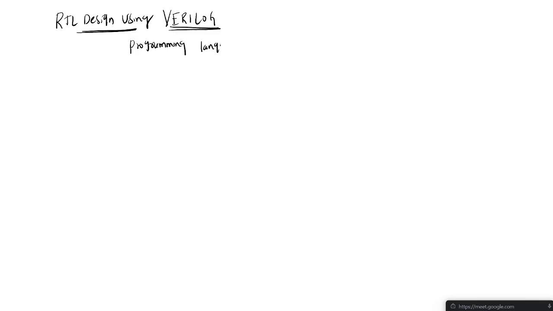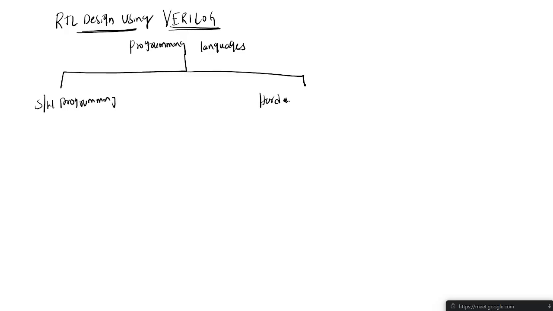So programming languages are categorized as one is software programming, and the next one is hardware descriptive language. This is nothing but HDL. We call it HDL.